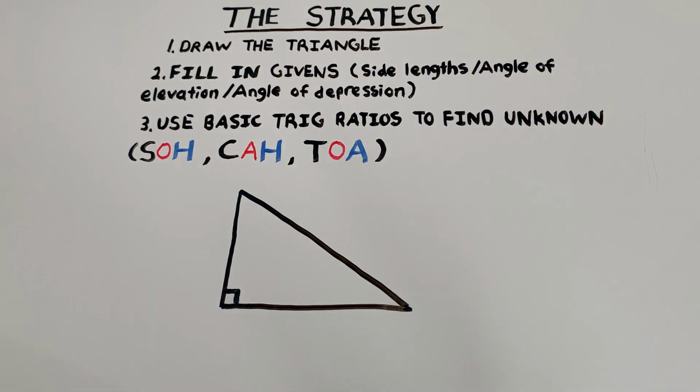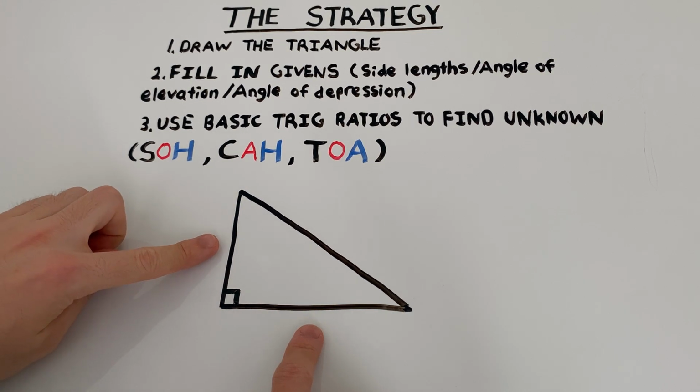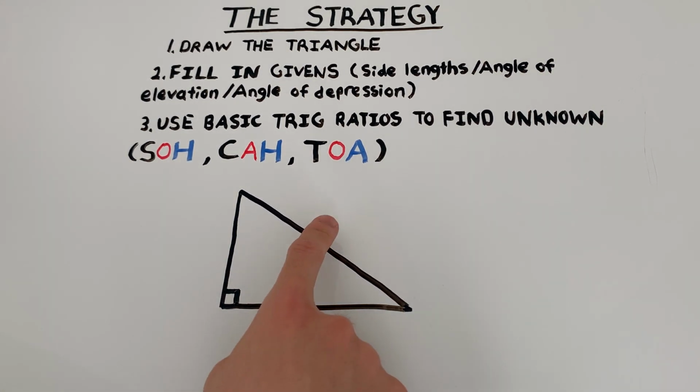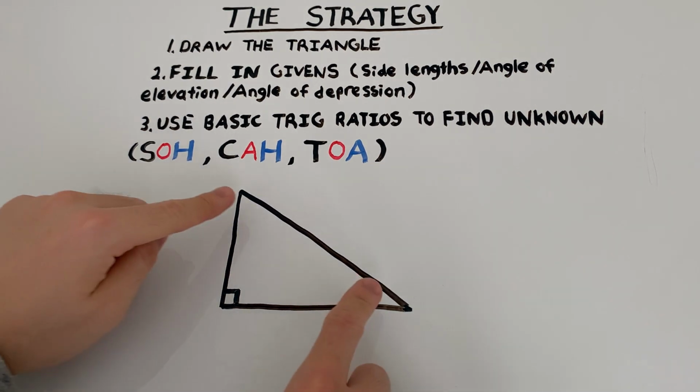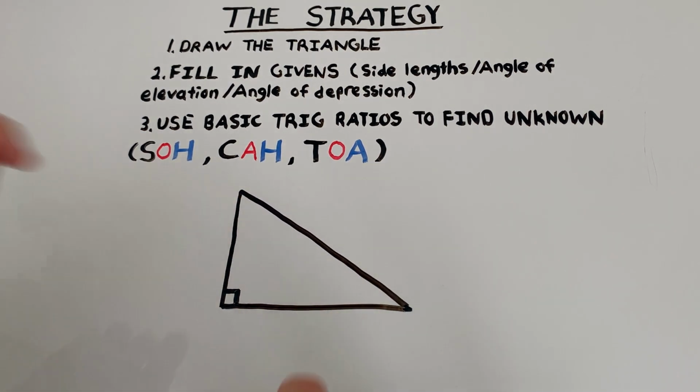The next step is to fill in your givens. So any sides you're given or any angles you're given. So you could be given this side or maybe this side. Most of the times you won't be given this side. And in terms of angles, you might be given this angle or you might be given this angle. And since this angle is always a right angle, that's not super important. It's mainly these 2 angles that we're concerned with.